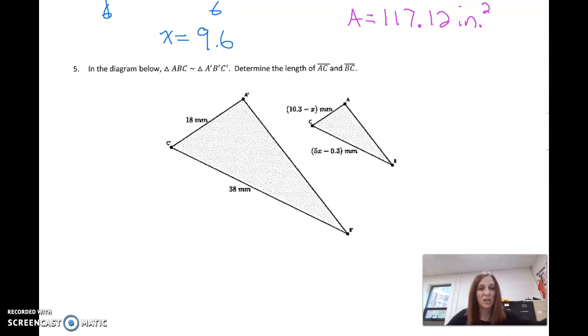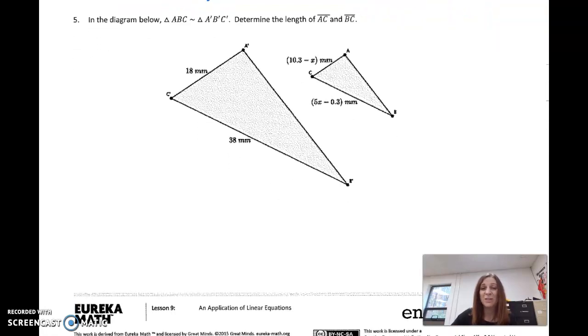Proportion to be able to solve it. Okay, so I kind of go with how it looks, but remember, as long as they're lined up vertically and horizontally, meaning corresponding sides and same figure, it shouldn't really matter. I just do what's easier for me.